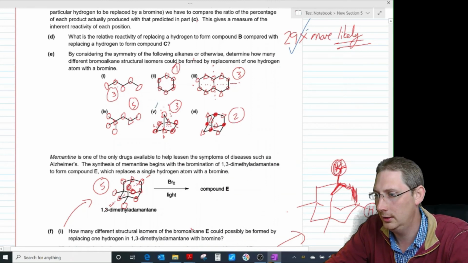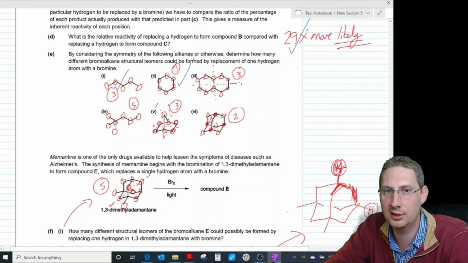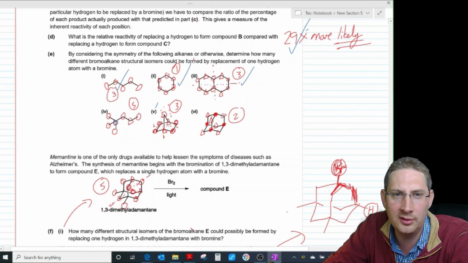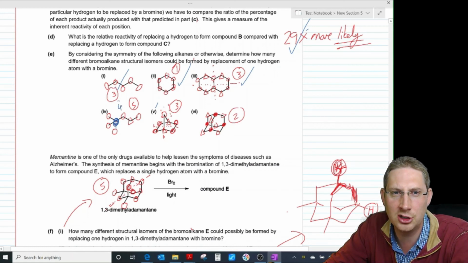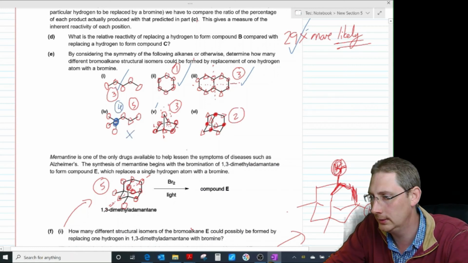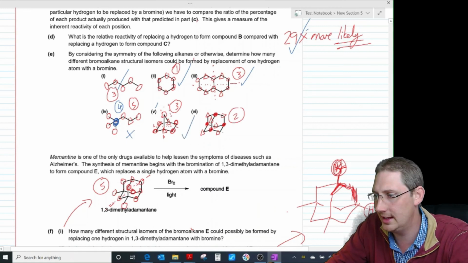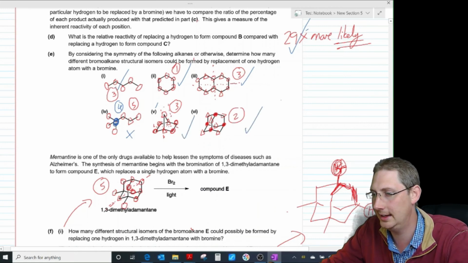So here there are 3 environments. There's 1 environment. There's 3 environments. There's 4. I've made a mistake here. Yes, because there's no environment there, because there's no hydrogens there. So that should be 4. So that one was wrong. There were 3 environments there, and there are only 2 environments there.